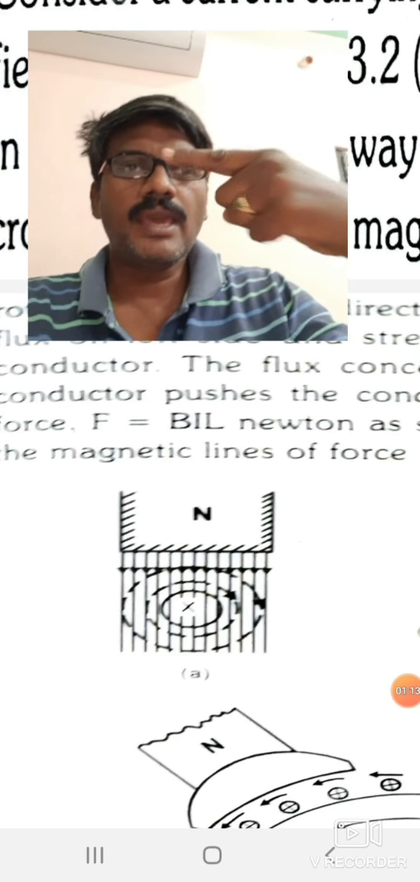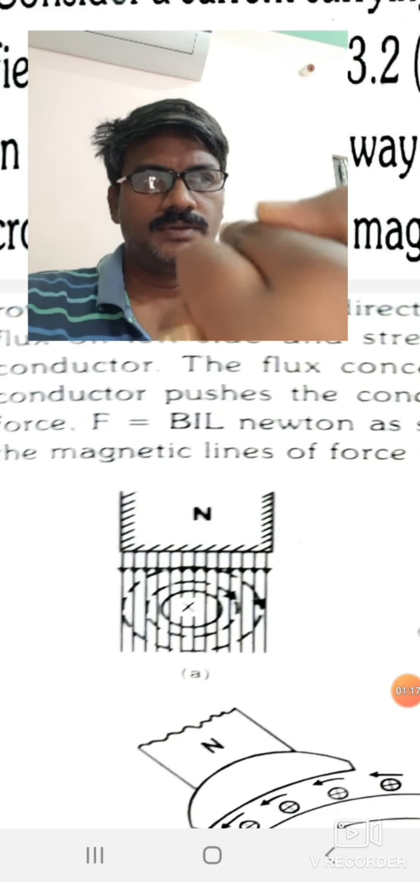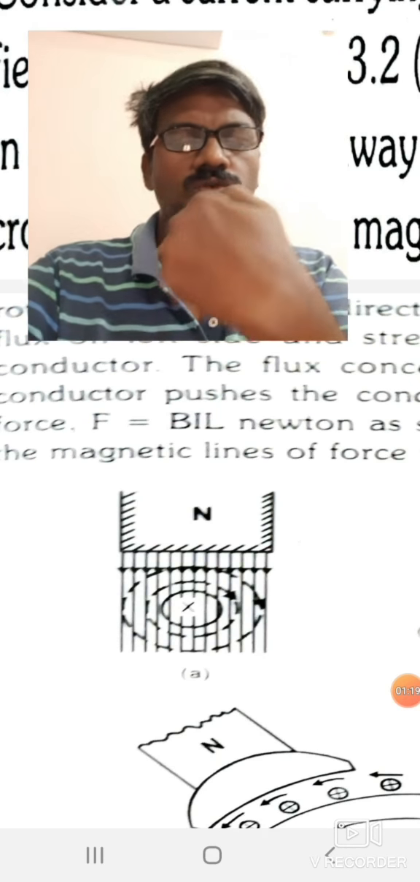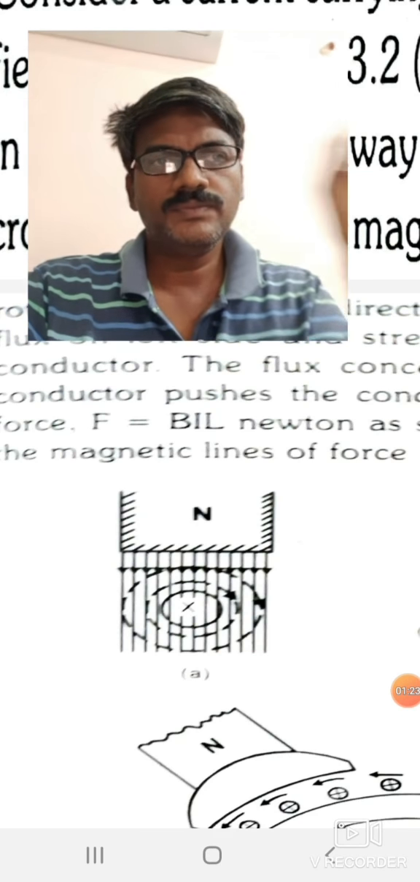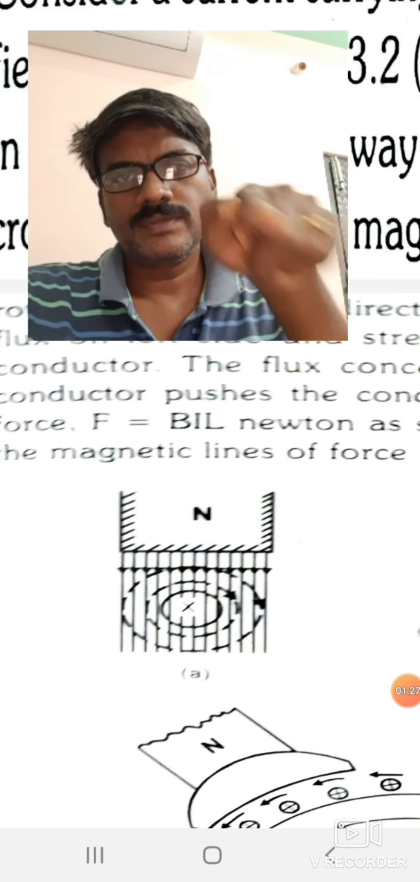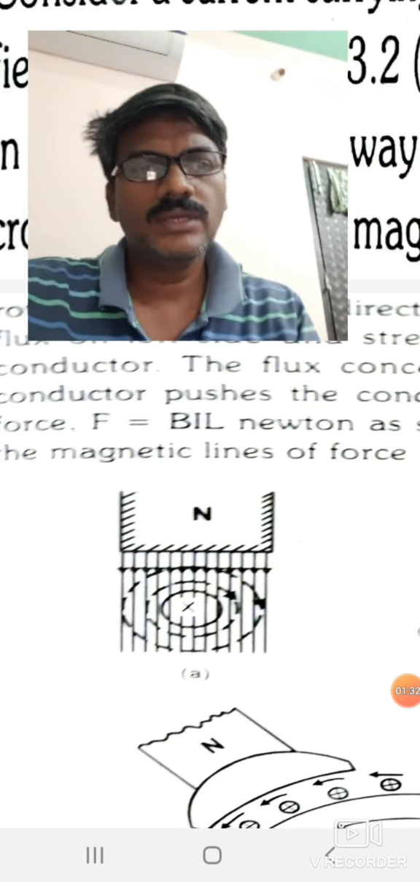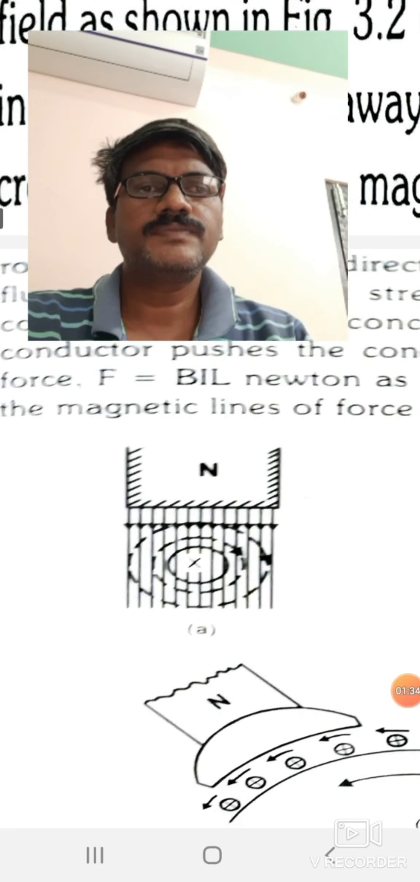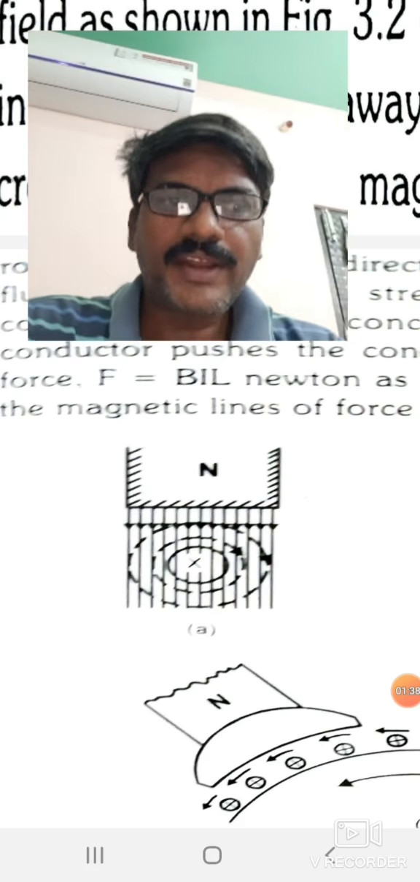Generally, it is represented by an arrow. Suppose the current is towards the observer, towards me, then I can observe only the tip of the arrow, so it is a dot. If it enters into the board, into the paper, or away from the observer, it is represented by a cross. Next, how to find the direction of the magnetic field.